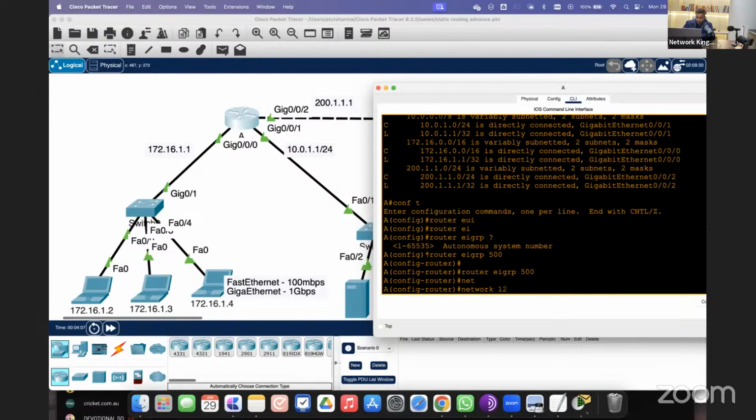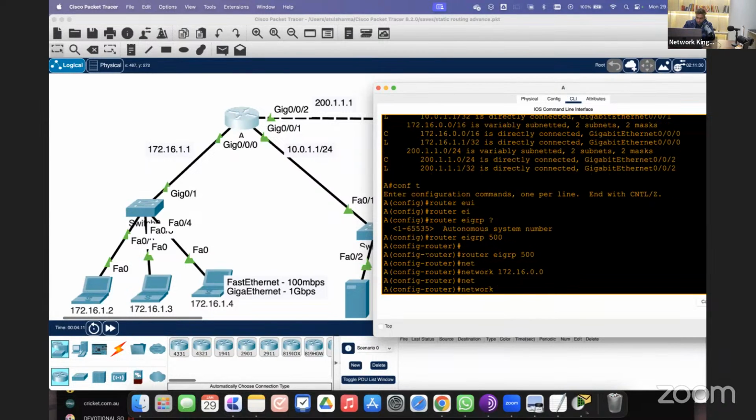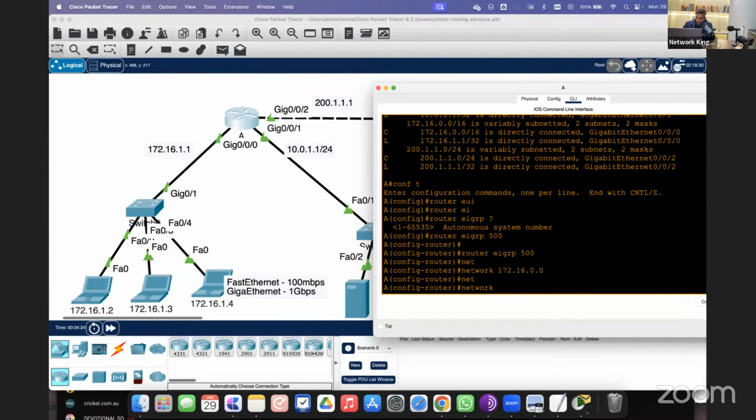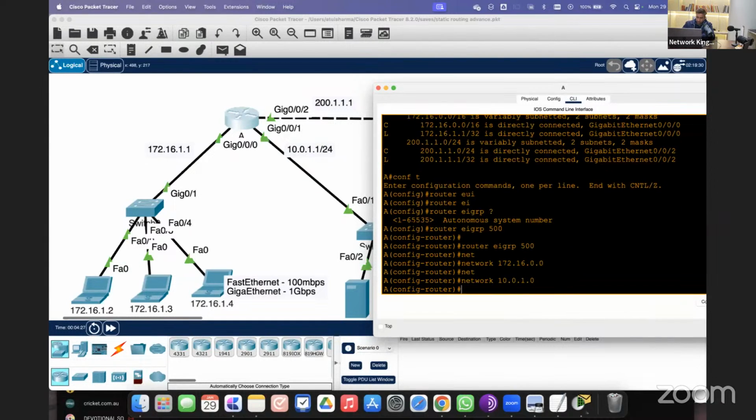Network 172.16.0.0. Network 10.0... Whenever you get any problem, just check your routing table and the C वाले जो भी है ना, the C networks, just add them from the routing table. Okay, so the C means directly connected, add as a network command. And there is a 200 network also, which is my WAN. This link also I have to add. Then only I will make the neighbor with the other router.